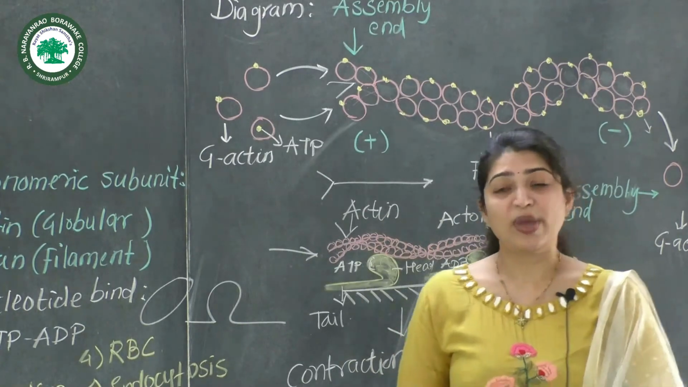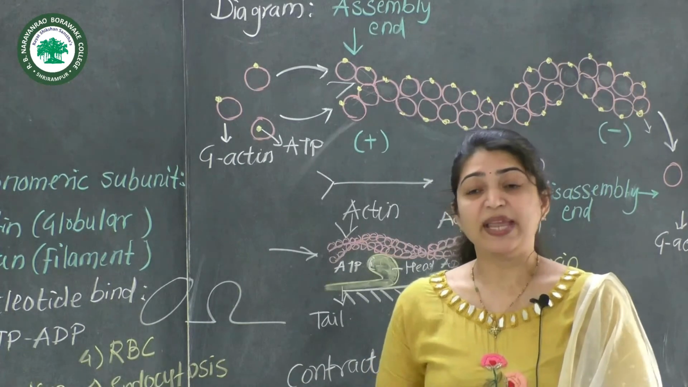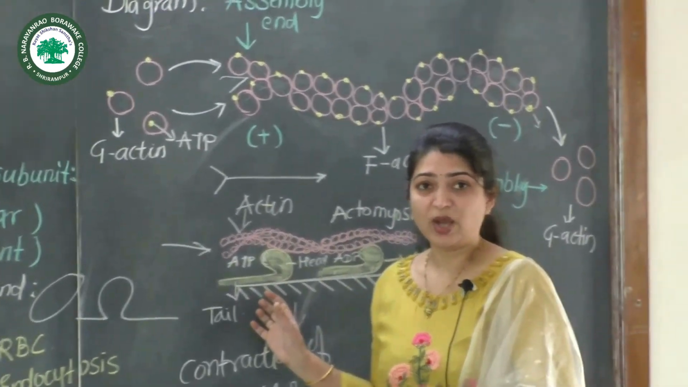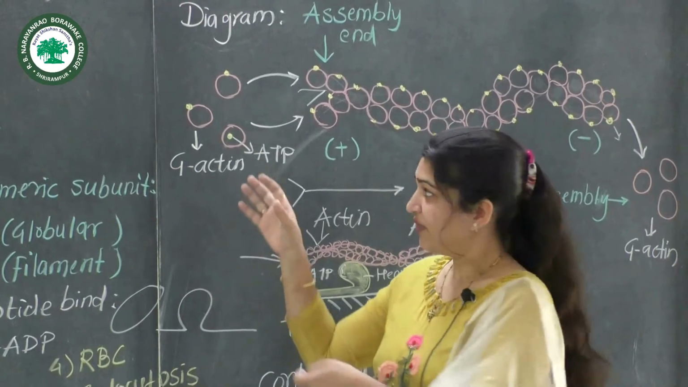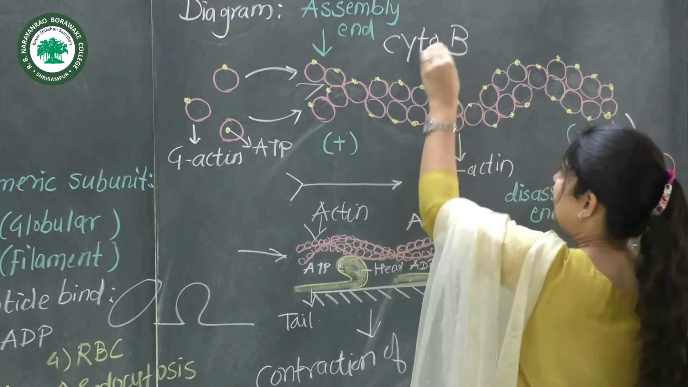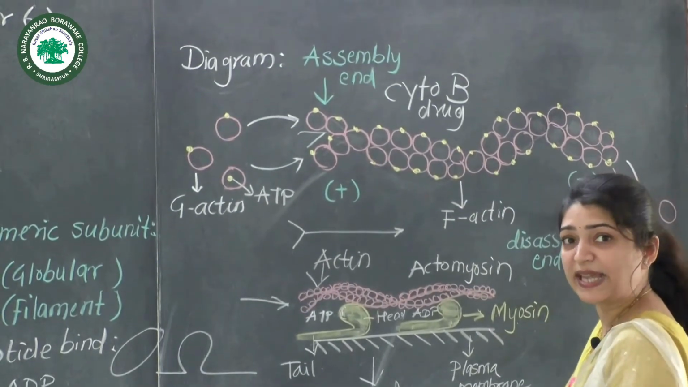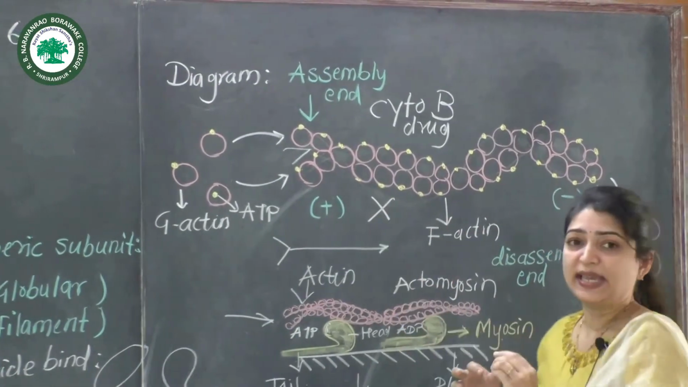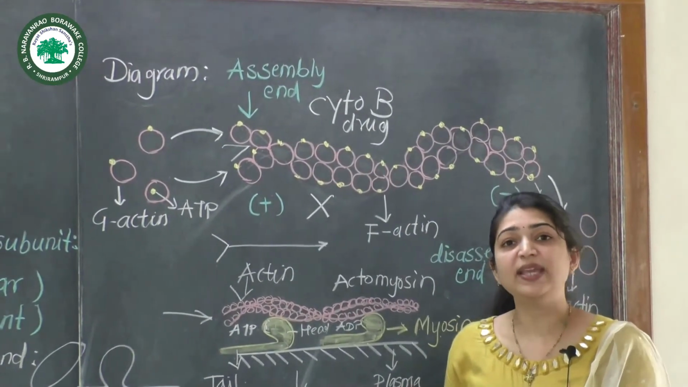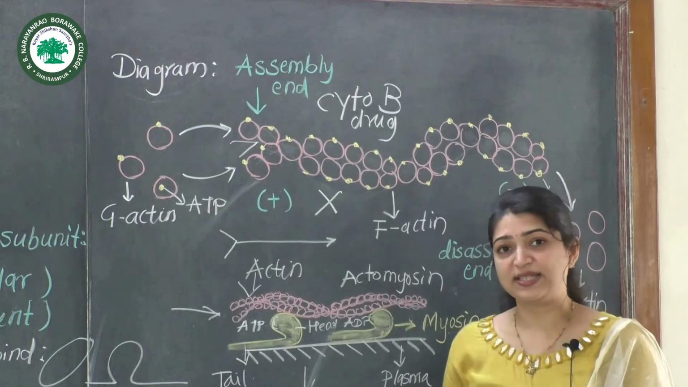Also, when a drug like Cytochalasin B is taken, it inhibits the filamentous structure of the microfilament. So the assembly and disassembly that normally takes place won't take place, and therefore there will be no formation of microfilaments. Due to that there will be cell death or deformity in the cell, which will give rise to different kinds of diseases in the body.